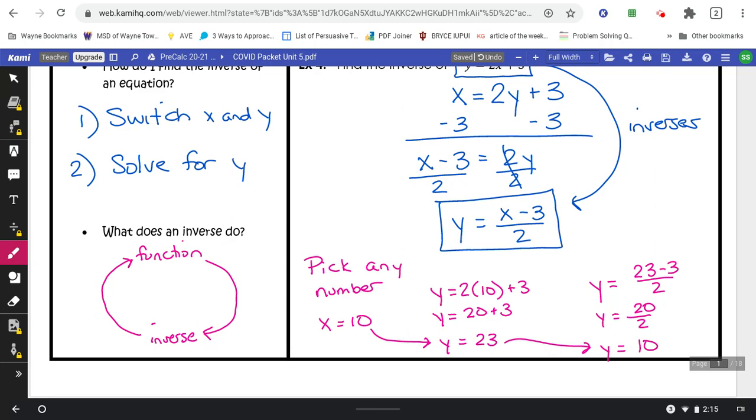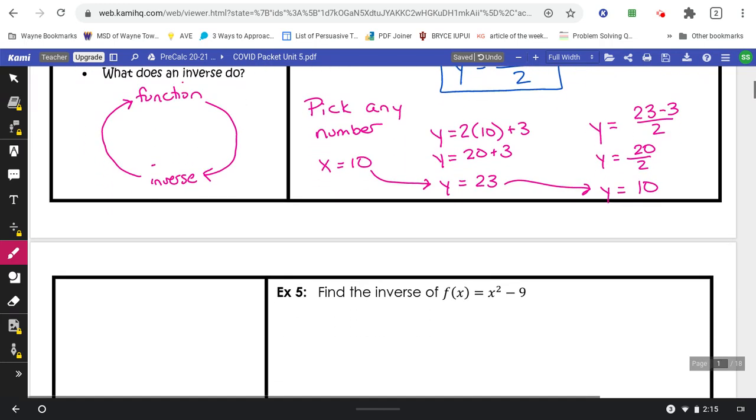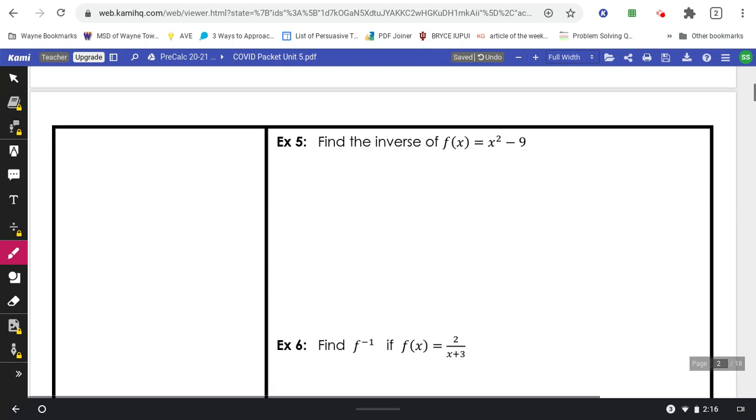All right, let's try a few more practice problems finding the inverse. Anytime you see f of x, that just means y. It's just written in a different notation. So because we're using x's and y's, the first thing I would do is just kind of write that instead as a y.